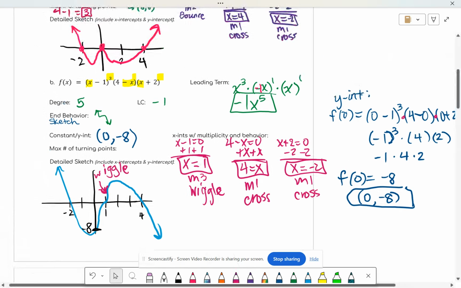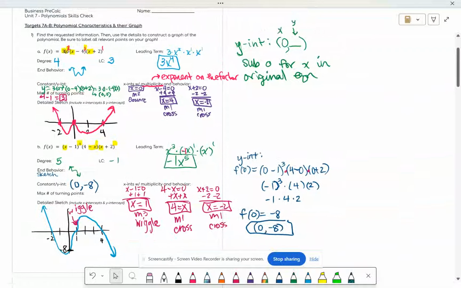So that is 7A and B. Please make sure that you show your work and check with Desmos. They should match.